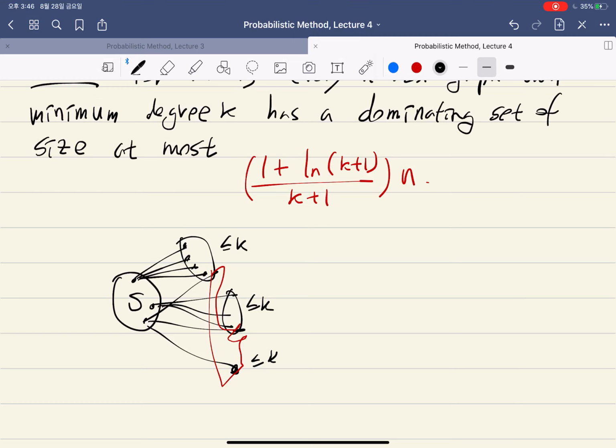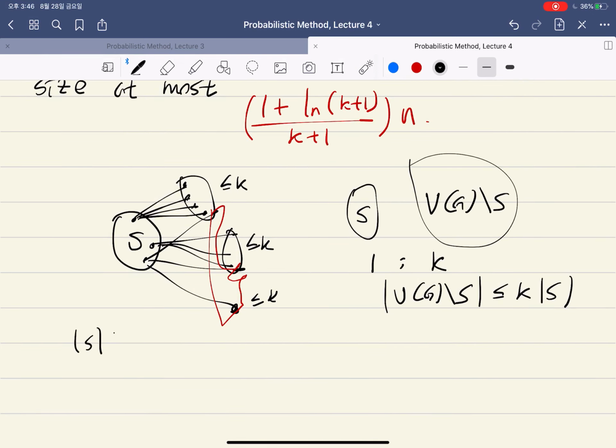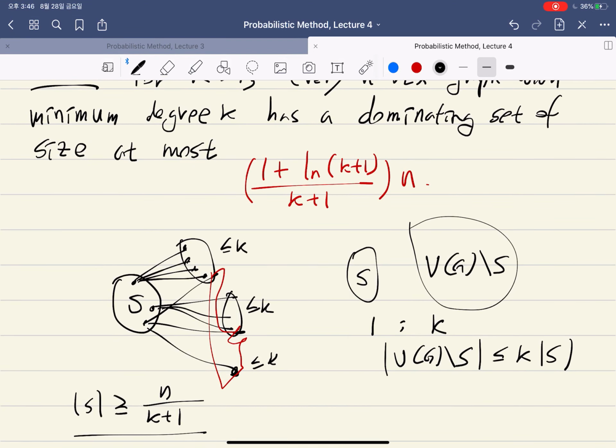So this suggests that the ratio between S and V(G) outside of S is no bigger than 1 to K. So the outside set has to be at most K times S, which yields that S must be at least n over K plus 1. Otherwise, it cannot be a dominating set.